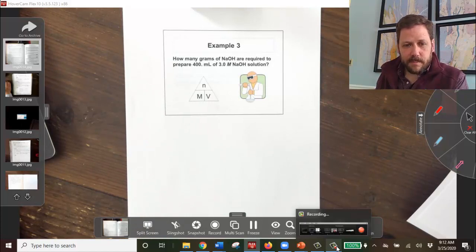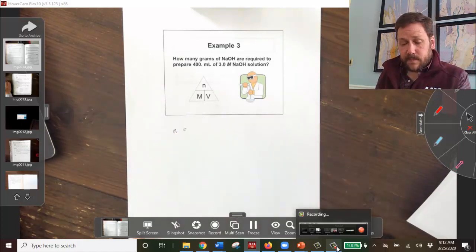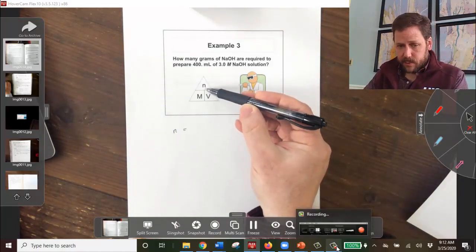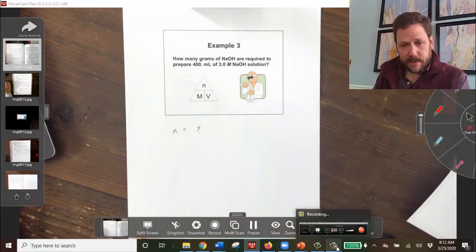Here's a third example problem, and again, it might be a good idea to pause the video, try it on your own, and then unpause to see how you did. In this calculation, it's asking how many grams are required to prepare 400 mL of 3 molar solution. We're solving for an amount of solute, which is indicated by the letter N here. But notice we're going to have to first solve for number of moles, and then we're going to need to convert it to grams.